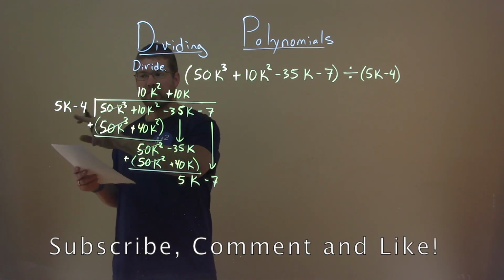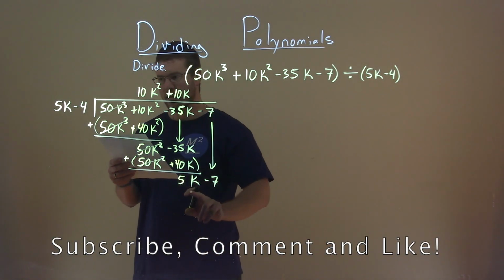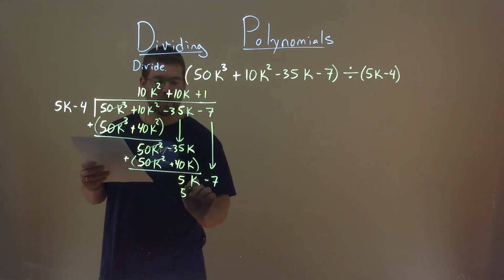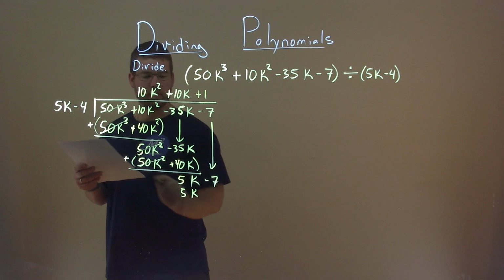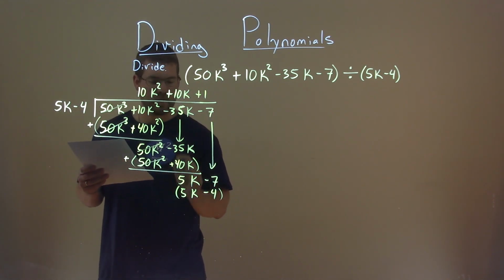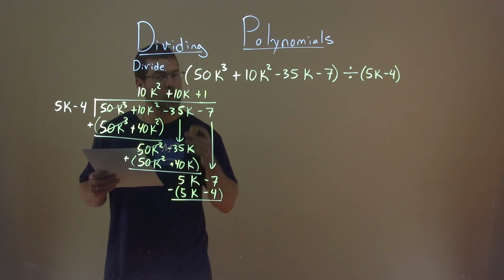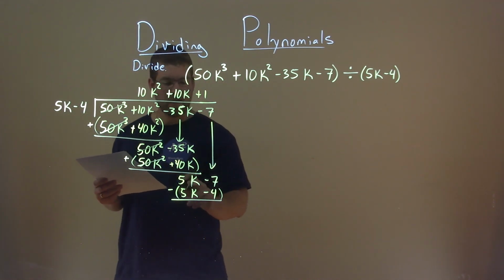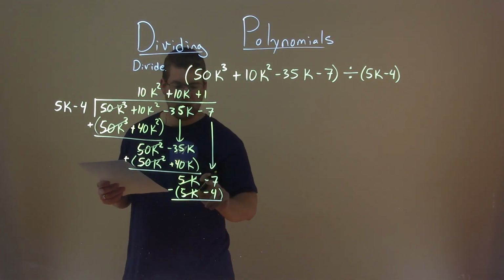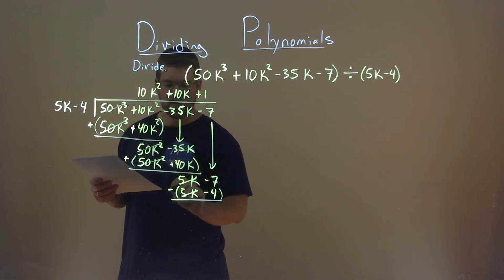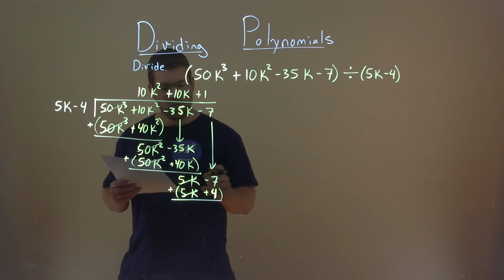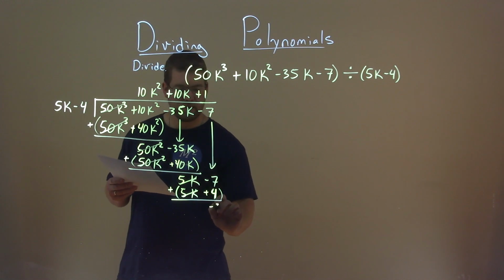What times 5k gets me 5k, and that's just a positive 1. 1 times 5k is 5k. 1 times a negative 4 is a negative 4. Now you've been good with your negatives the whole time. Don't mess it up now. We're minusing the whole thing in parentheses. 5k minus 5k is just 0, cancels out. We're good. Negative 7 minus a negative 4 is like adding a positive 4 right here. So negative 7 plus a positive 4 is a negative 3.